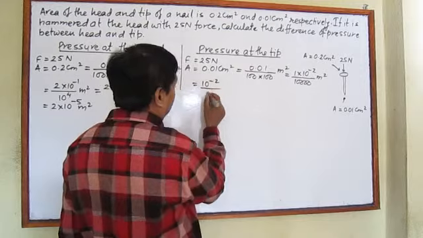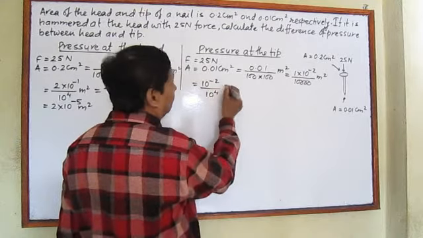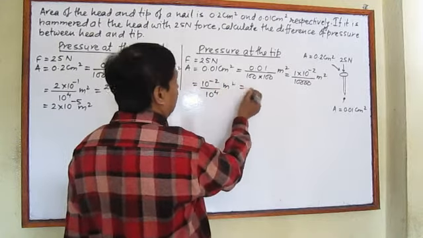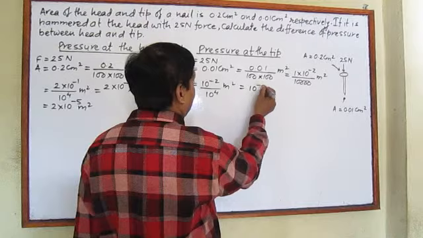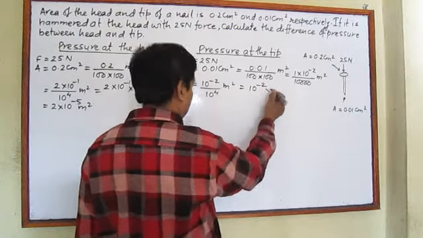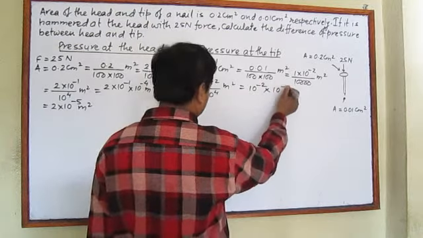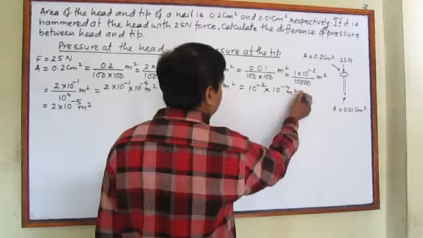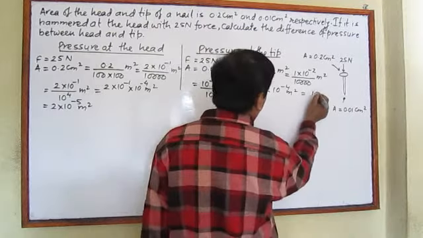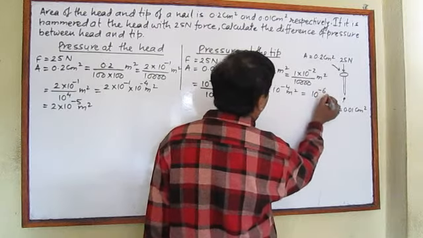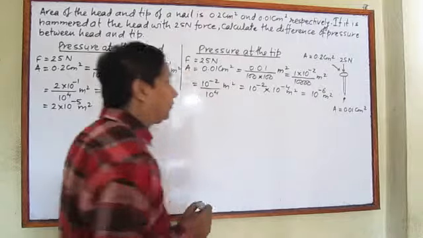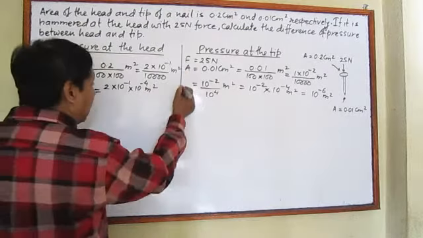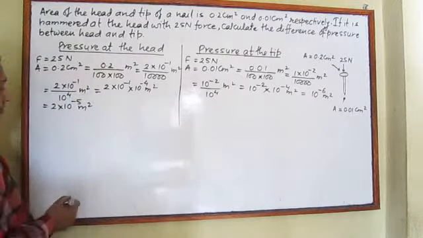And in the denominator we have 10 to the power 4 meter square, and the same can be written as 10 to the power minus 4 meter square when 10 to the power 4 is taken to the numerator, and this is equal to 10 to the power minus 6 meter square. Now I am going to calculate pressure on both the sides.